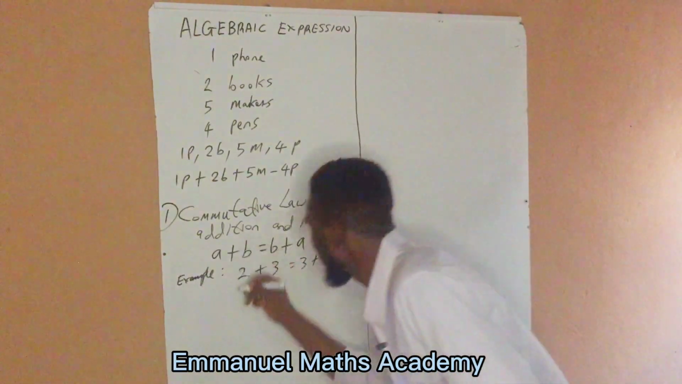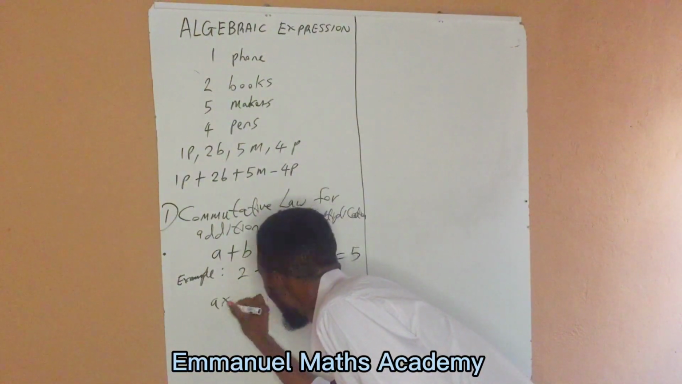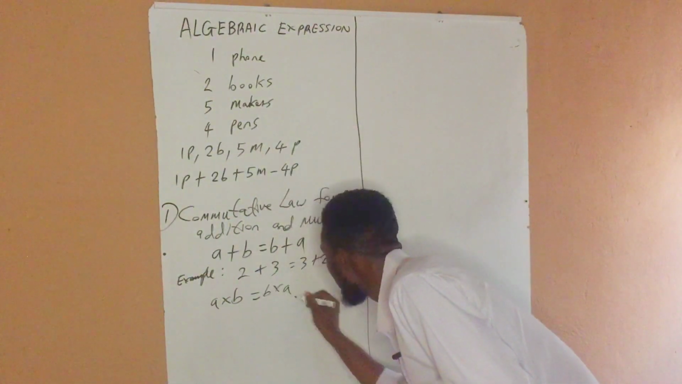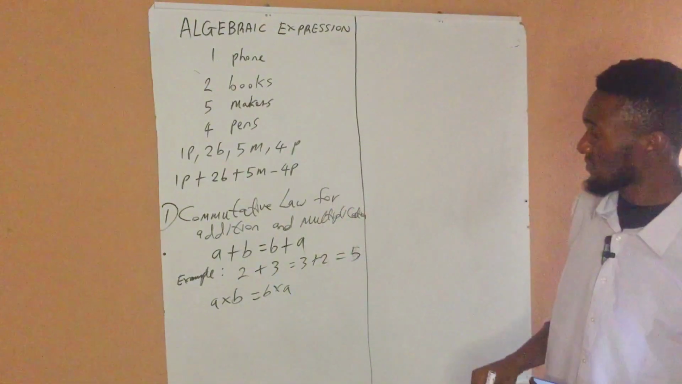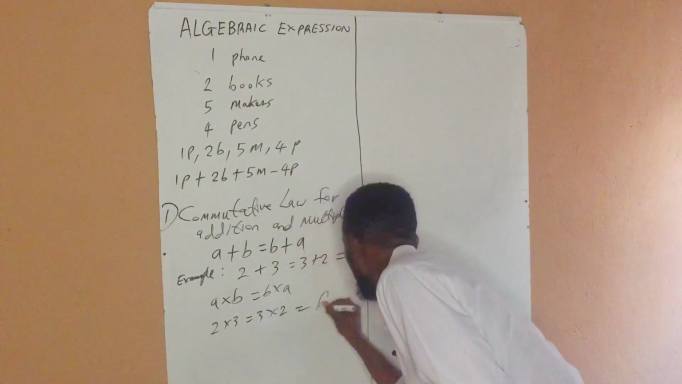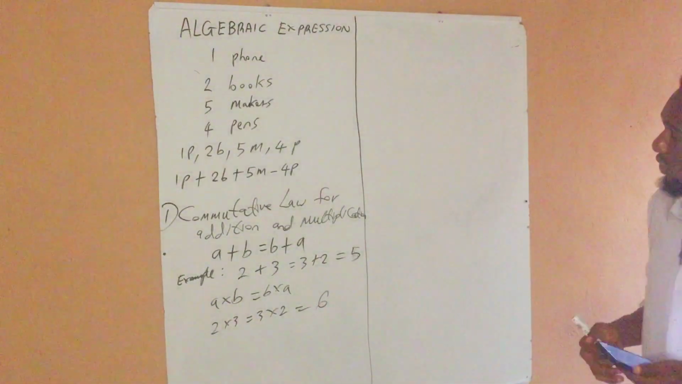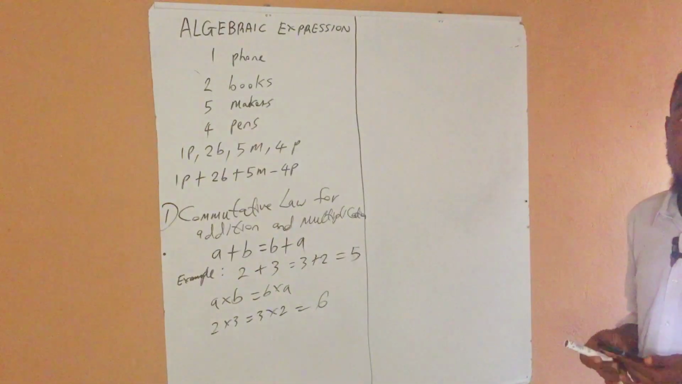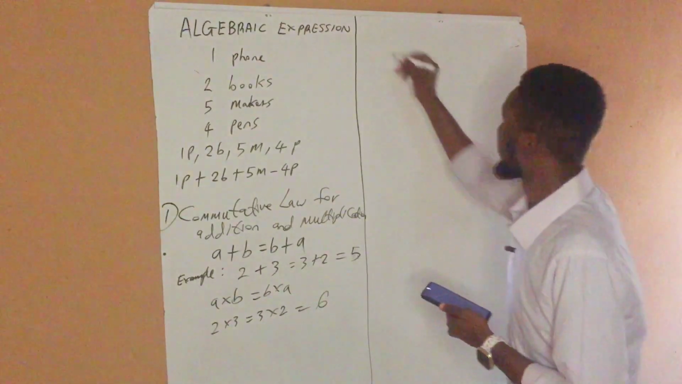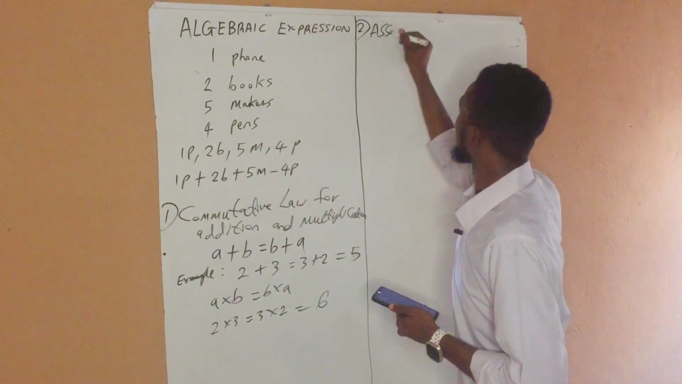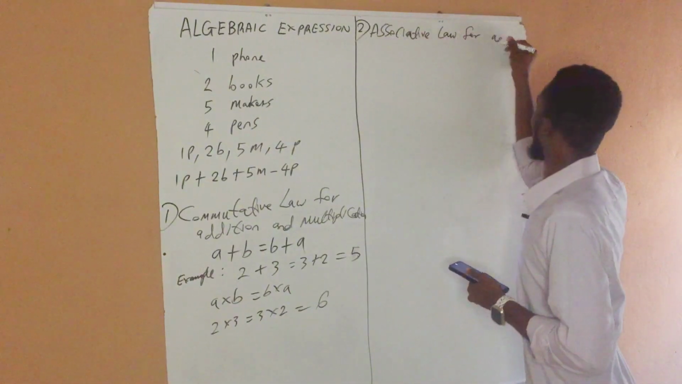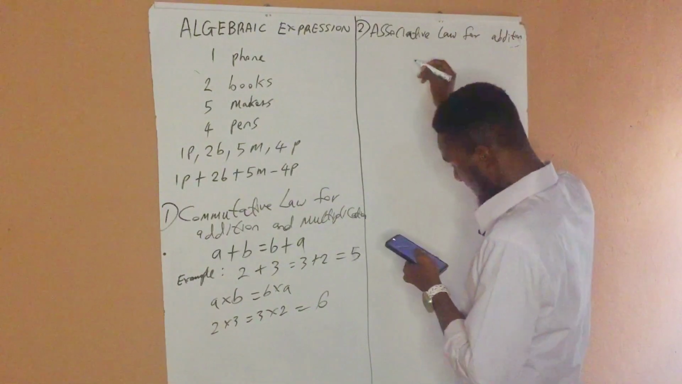And for multiplication, if you have something like A times B, and you decide to change the order of arrangement, you have B times A, it will not affect the result, which means 2 times 3 is equal to 3 times 2. It will still give you 6. So this is the first law for addition and multiplication. So the second law is associative law for addition and multiplication.